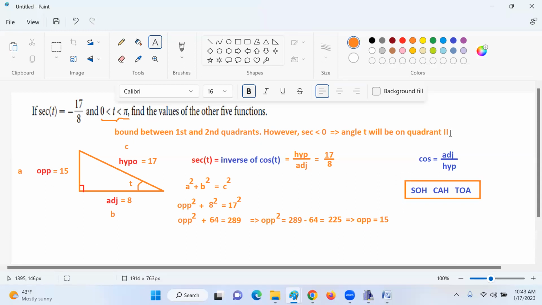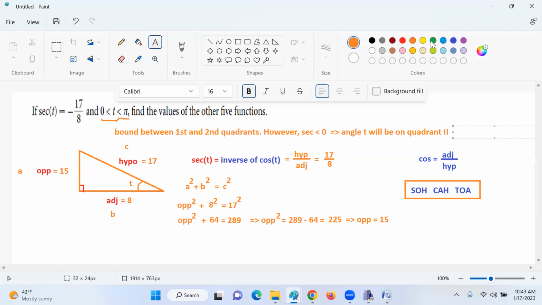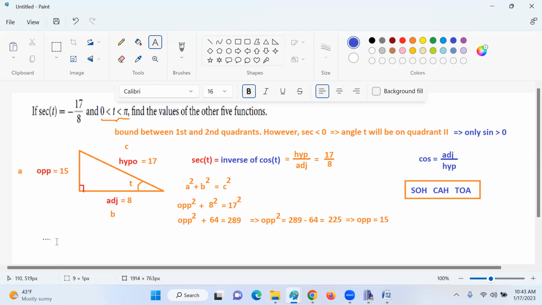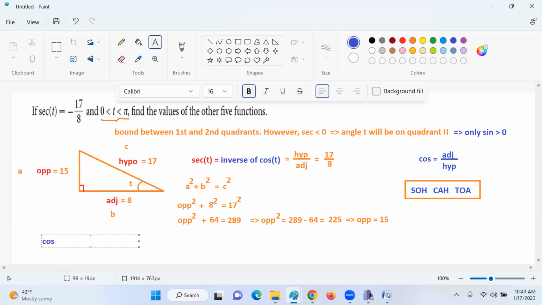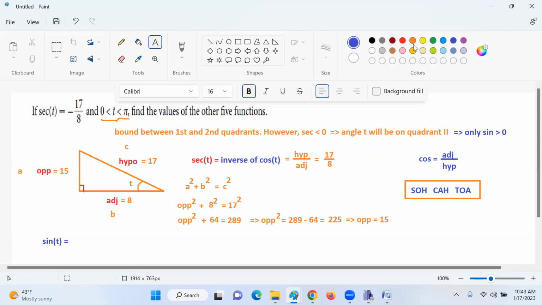The angle should be in the second quadrant. The second quadrant means that only sine is positive, right? Only sine is positive. The other ones will be negative. So we can figure out the cosine in this case. Remember, sine will be positive in the second quadrant.